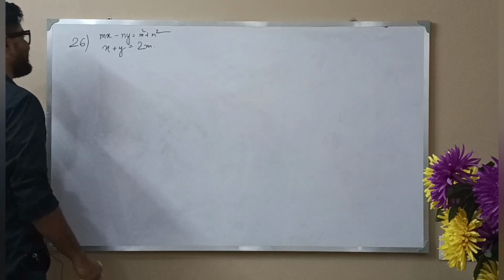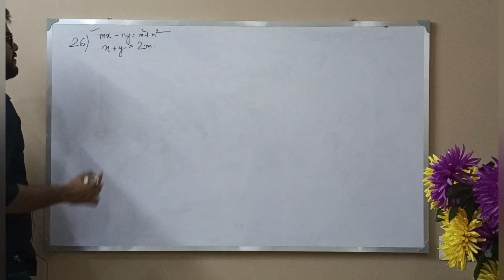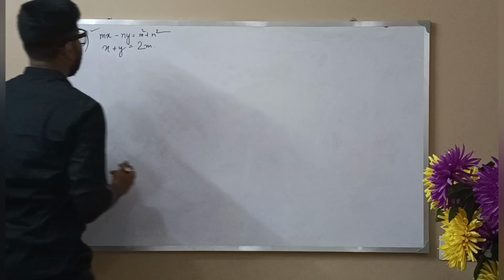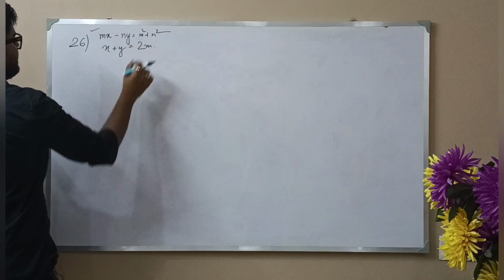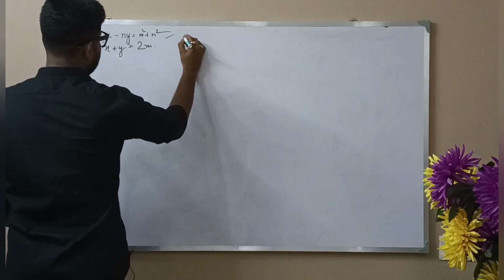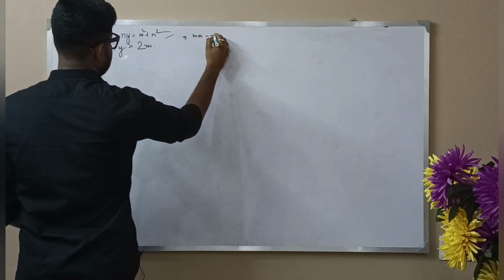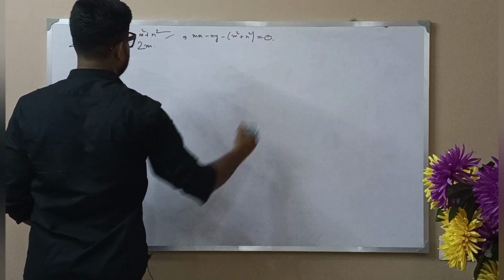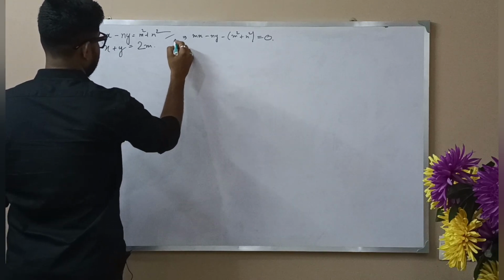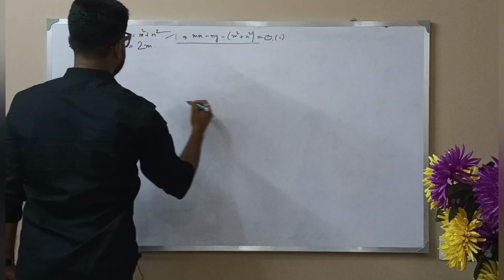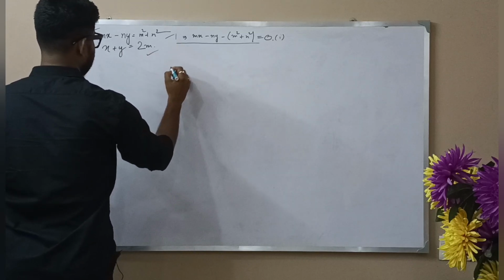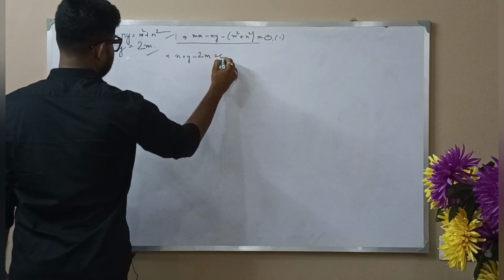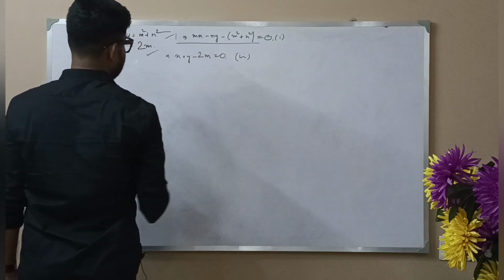So sum number 26. This sum is very important. You know, it's very important for your boards too. mx minus ny equals to m square plus n square. Equation number 1. We can also write it as, this one is equation number 1. This is equation number 2. So we can write it as x plus y minus 2m equals to 0. We can write this equation as number 2.